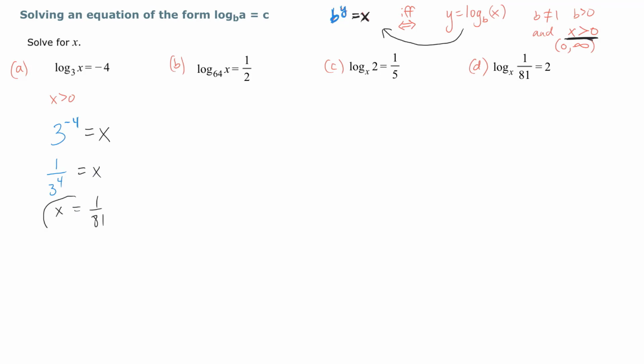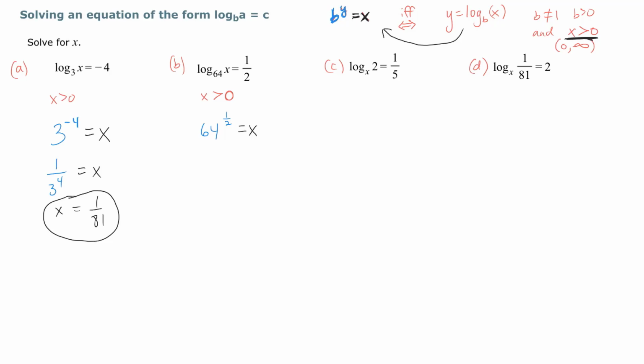Notice with equations, every single line of your work is an equation. When you're solving equations, you write nothing but equations. This one here, same thing. We got to first indicate that the domain, the log of any input, has to be positive. So x has to be greater than 0. Now we'll use the definition of a logarithm. We're going to say base 64 to the 1/2 power is now equal to x.